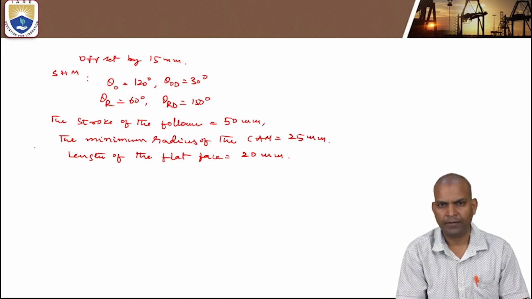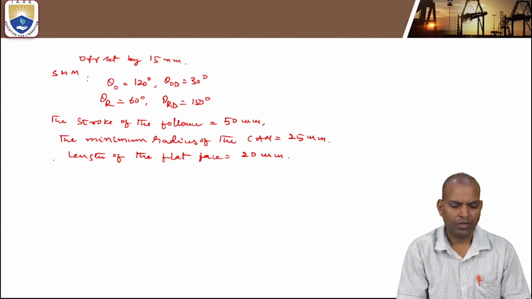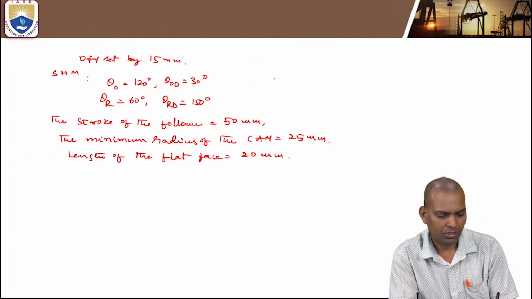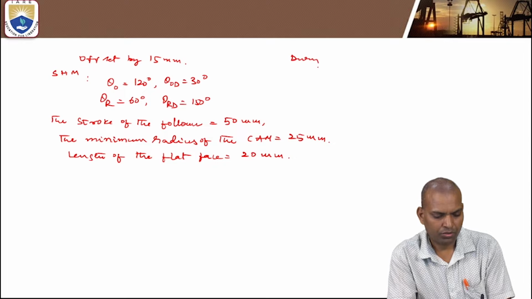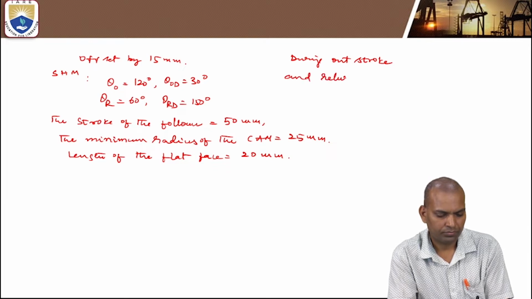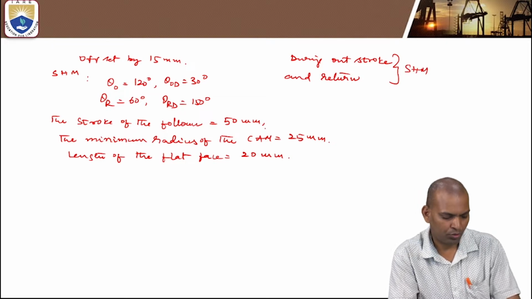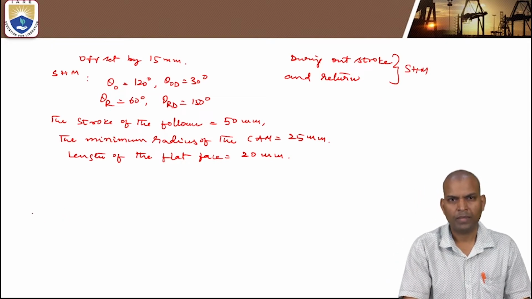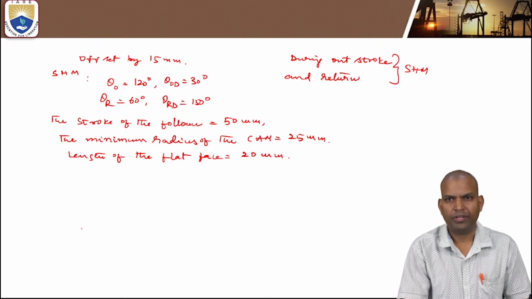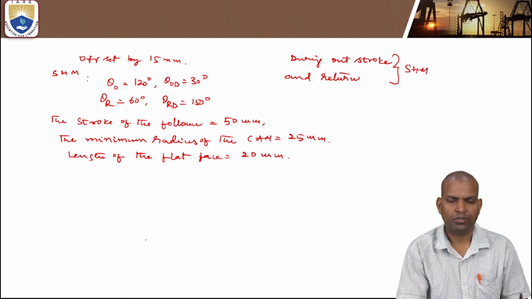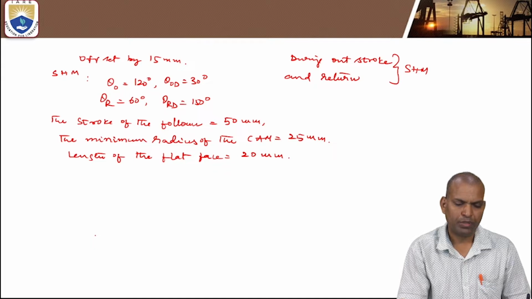First, the displacement diagram. The motion of the follower during outstroke and return strokes is simple harmonic motion. So how to draw the cam profile? Before going to draw the cam profile, the requirement is the displacement diagram. The motion of the follower is simple harmonic motion.